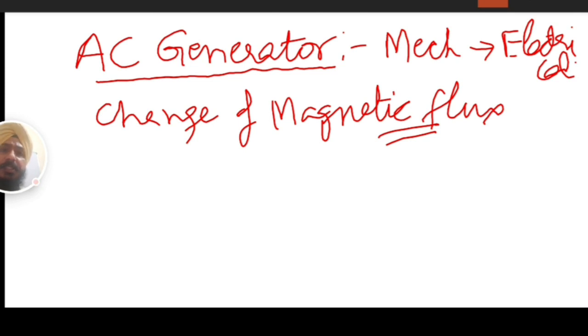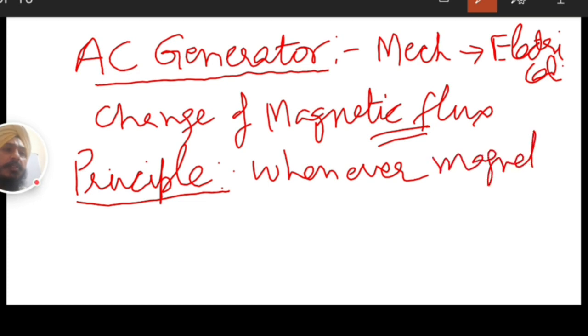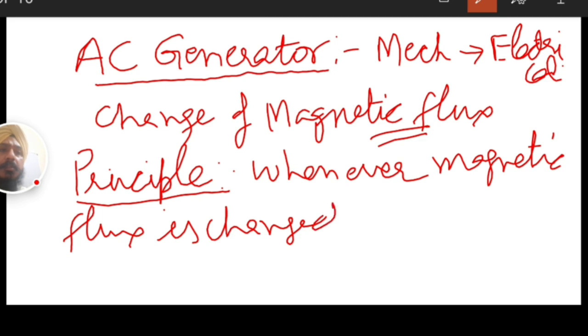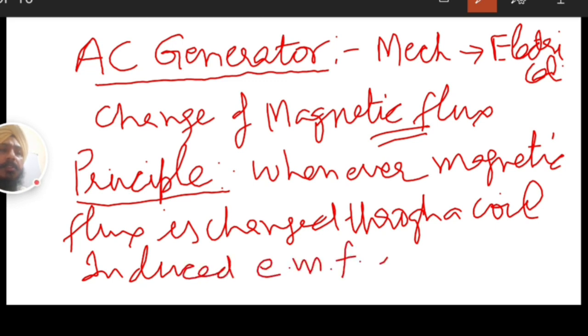As the deflection in the galvanometer we have seen, the principle of the generator becomes: whenever magnetic flux is changed through a coil, induced EMF is produced.